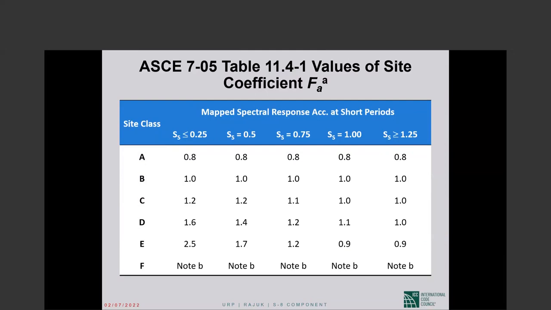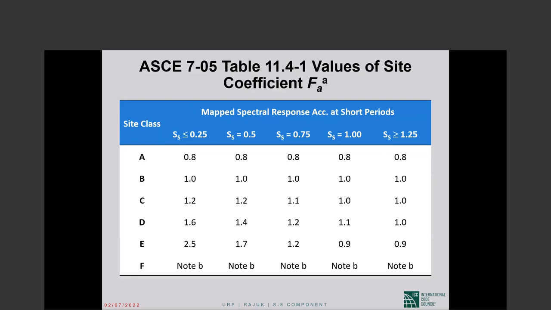So S sub S, S sub 1, we know how to find it for any Bangladesh location. So you go to the zone map. The Z factor is the S sub 1. You multiply that by 2.5, you have your S sub S. That is probably the simplest.